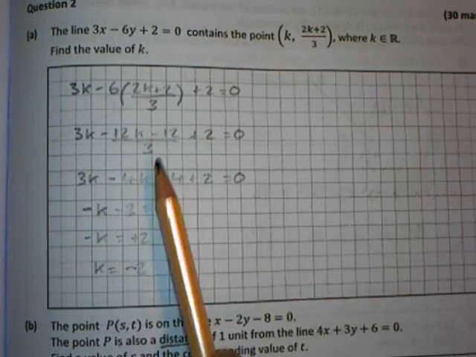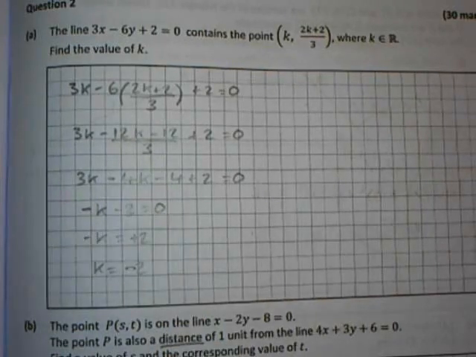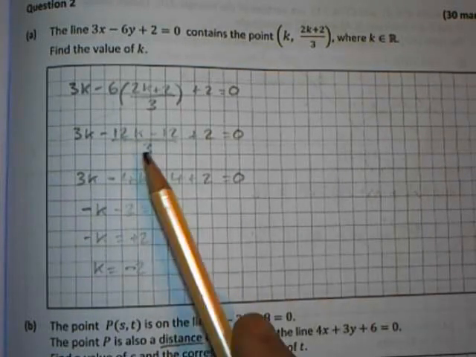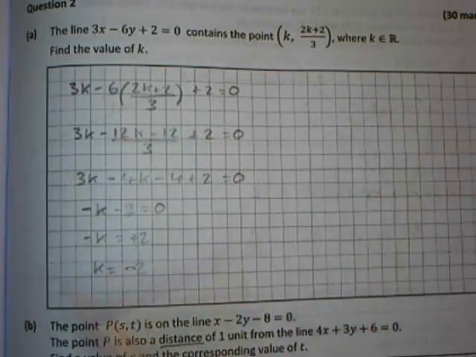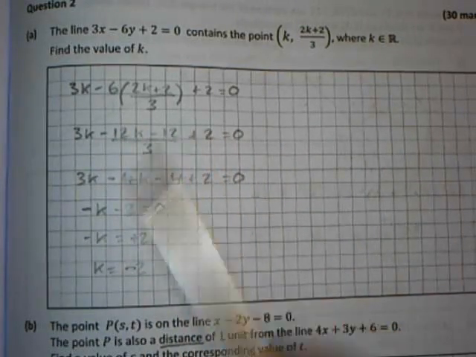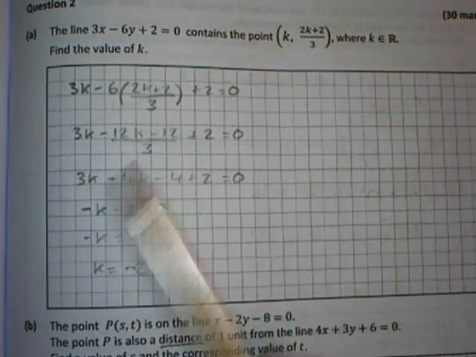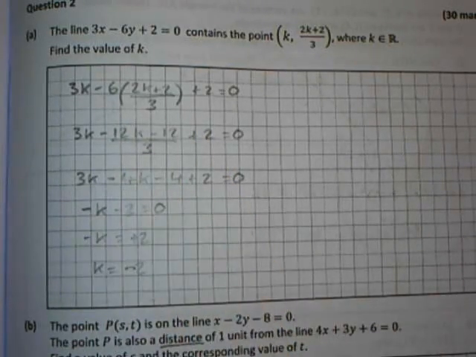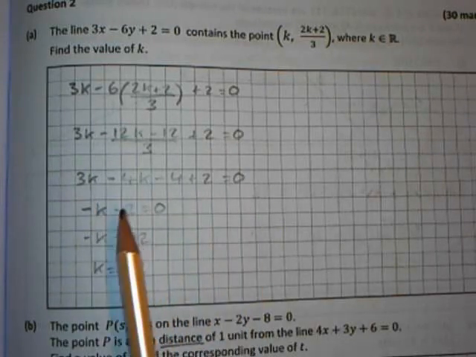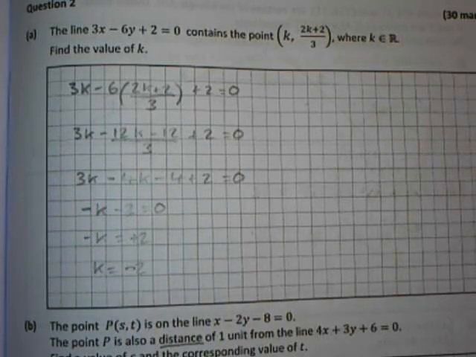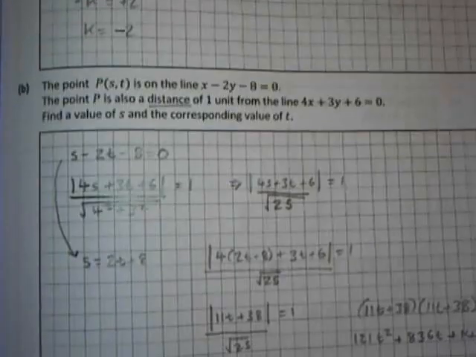Then we've got this fraction here, which we never like. We could be multiplying everything by 3, but the best thing here is that it actually just divides. So 12 divided by 3 and 12 divided by 3. So that just works out quite nicely. Collect the k's together, collect the numbers together, move the numbers to one side, and then k equals minus 2. Right, part B.